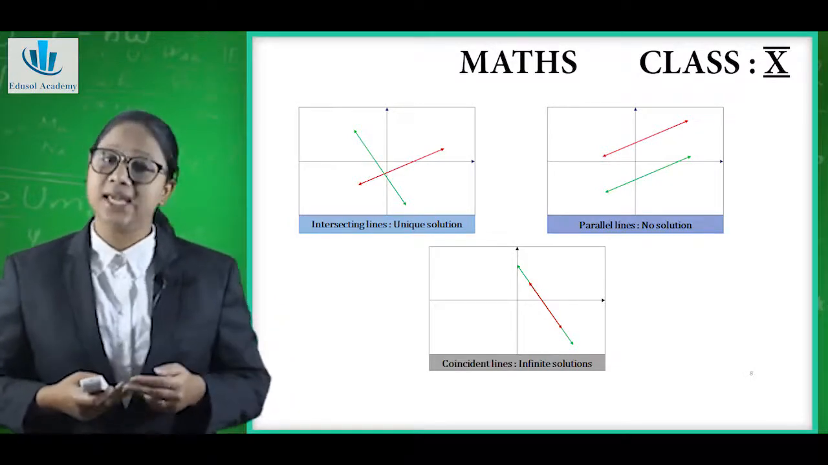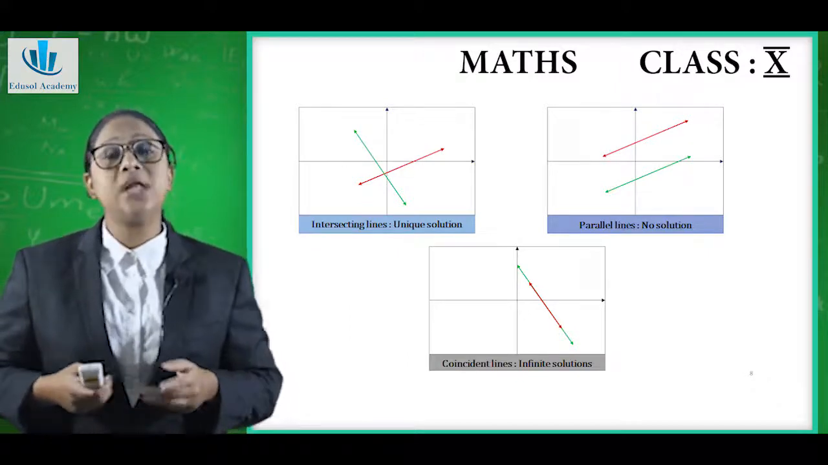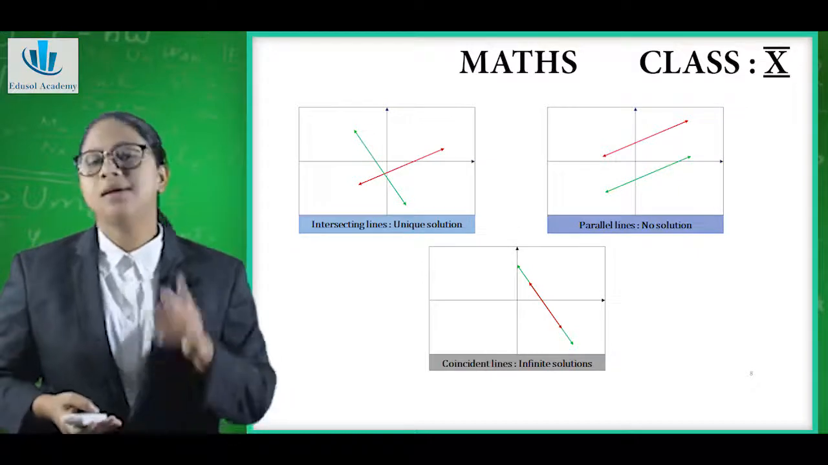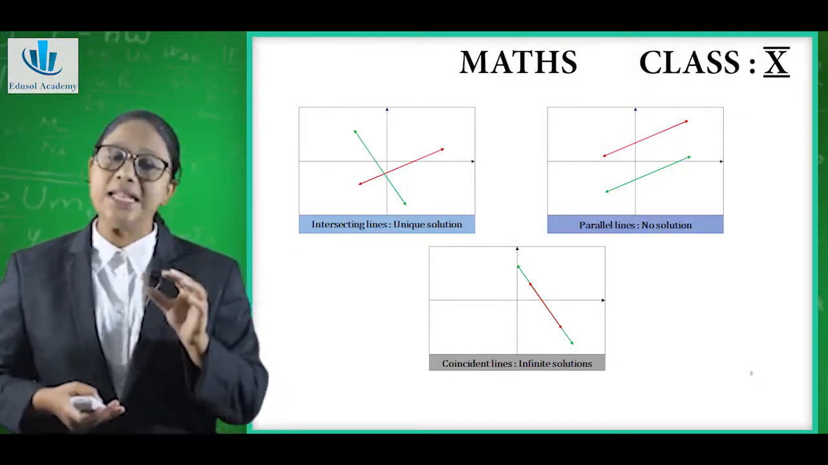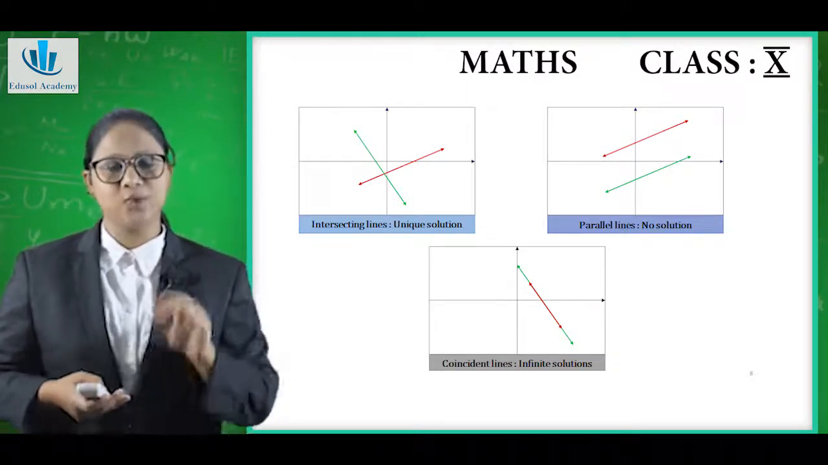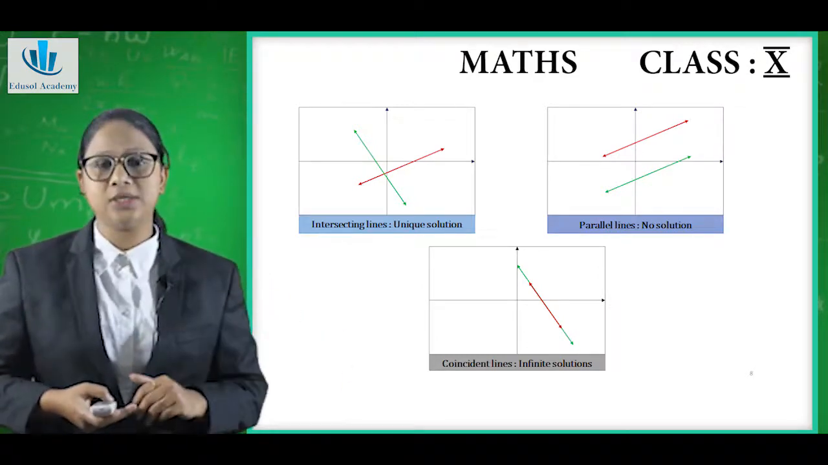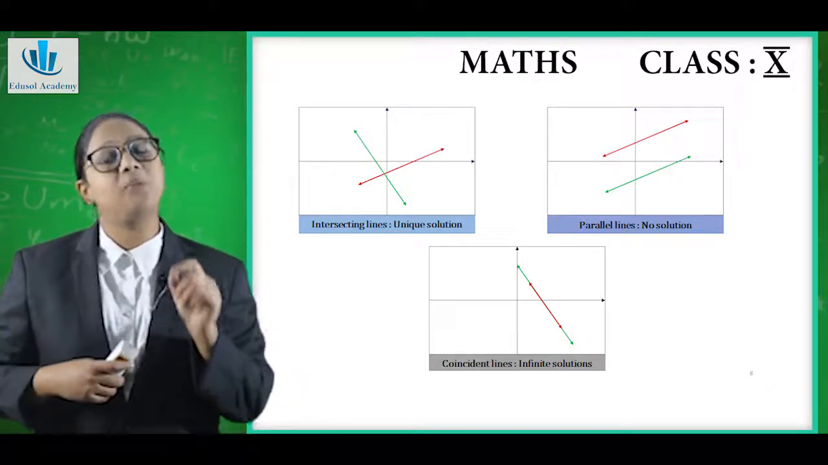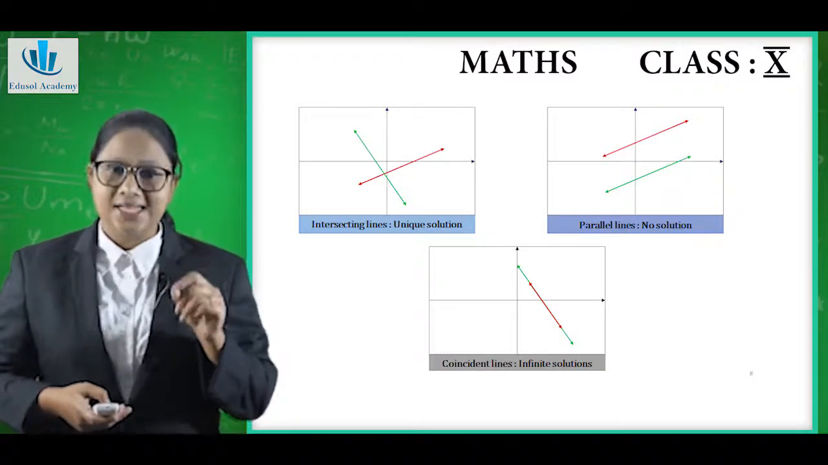Now moving on to the one on the extreme right of the screen, you can see the 2 lines are parallel. Will parallel lines ever meet? Never. Which means that they don't have any solution. They are inconsistent. That is an inconsistent system of linear equations in 2 variables. And coming to the last one, at the bottom, you can see that the 2 lines are coinciding, which means that they have an infinite number of solutions, or they are consistent and dependent.